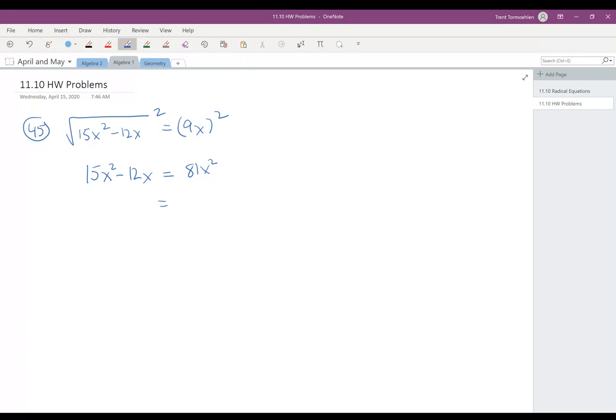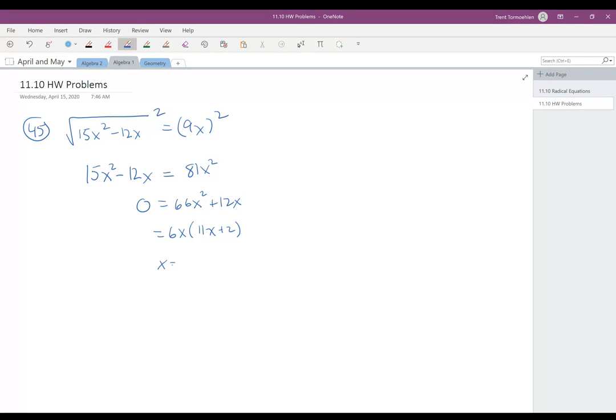whenever we have x squareds and x's like this, we want to get them all on one side. And so that means if I subtract 15x squared and add 12x, I get this, which is going to give me 0 equals 66x squared plus 12x. If I then factor that, I get 6x times 11x plus 2.